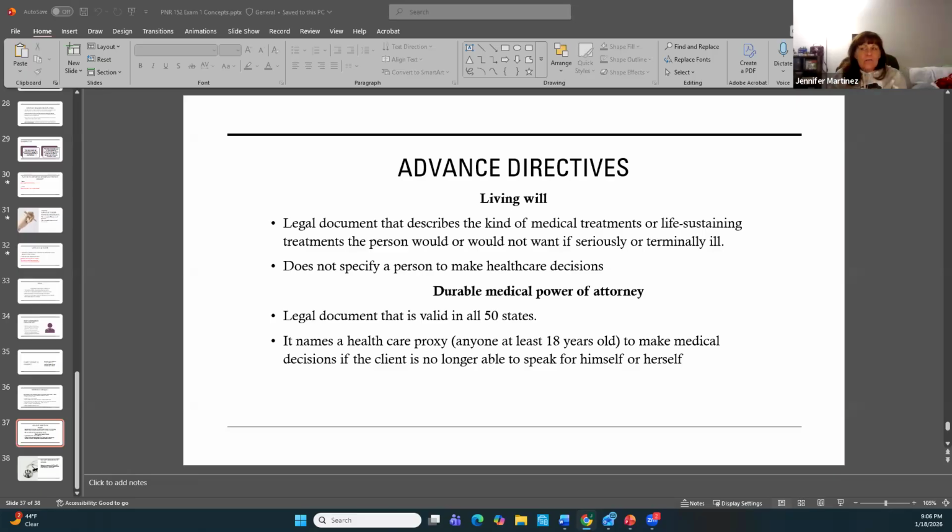A durable power of attorney, on the other hand, is going to appoint somebody as your healthcare proxy, who is going to make decisions for you should you not be able to make them for yourself. Durable power of attorney is valid in all 50 states. So you're on vacation, you get a head injury, you're unconscious. They're going to call your power of attorney to make those decisions for you. So you have to be really careful to pick somebody you trust with your life about these decisions.